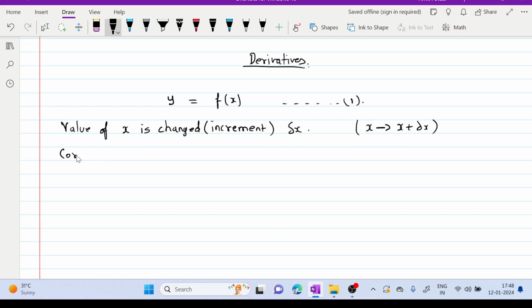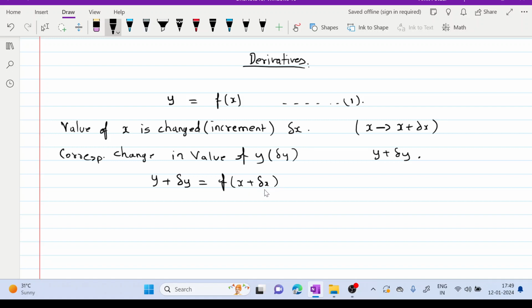So the corresponding change in value of y can be considered as y plus delta y. So the change is delta y, and its value becomes y plus delta y. So the above equation 1, we will be able to write as y plus delta y is equal to f of x plus delta x. That is, due to the change in the value of x by a small increment delta x, the value of y is changed to y plus delta y.